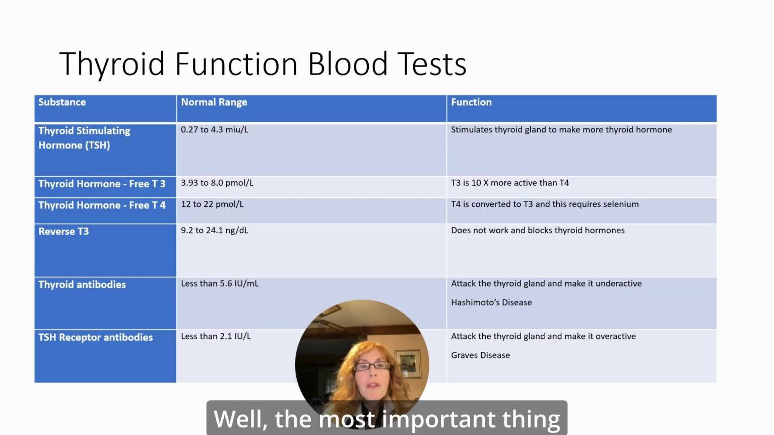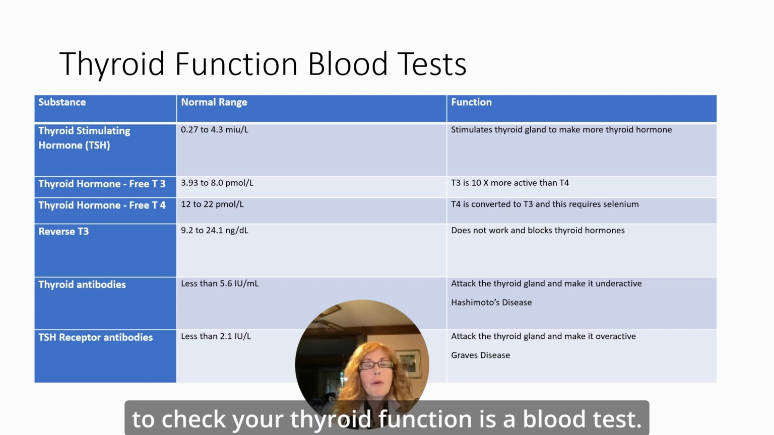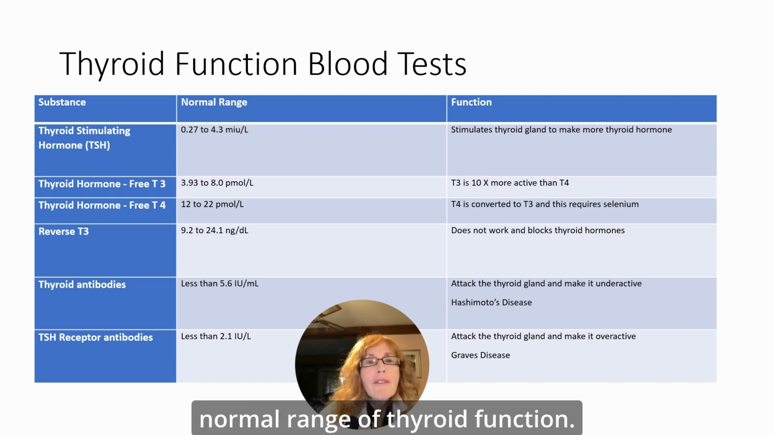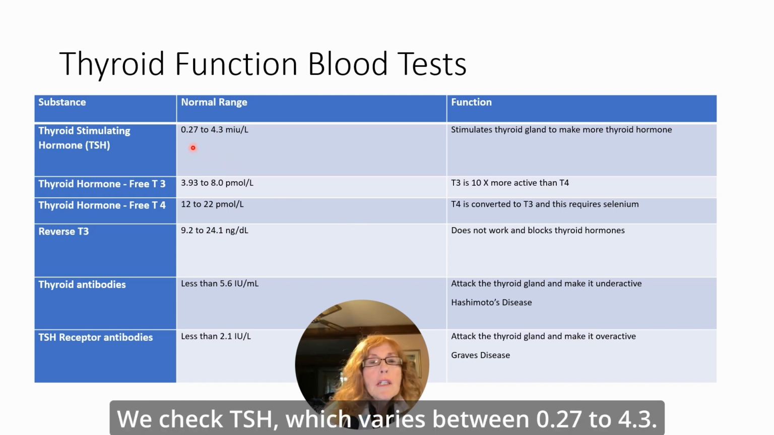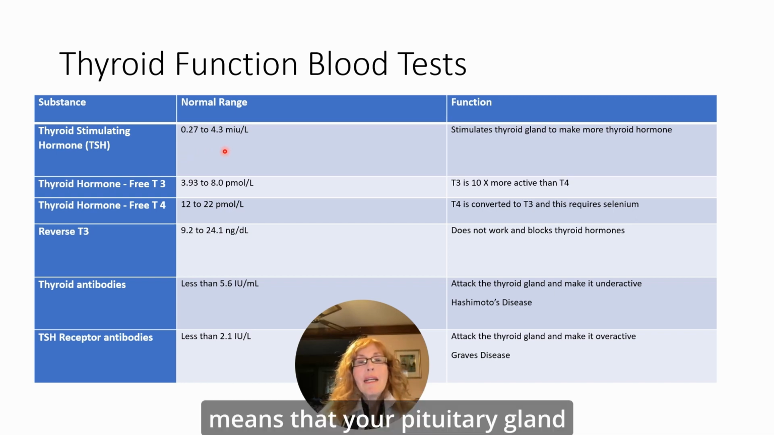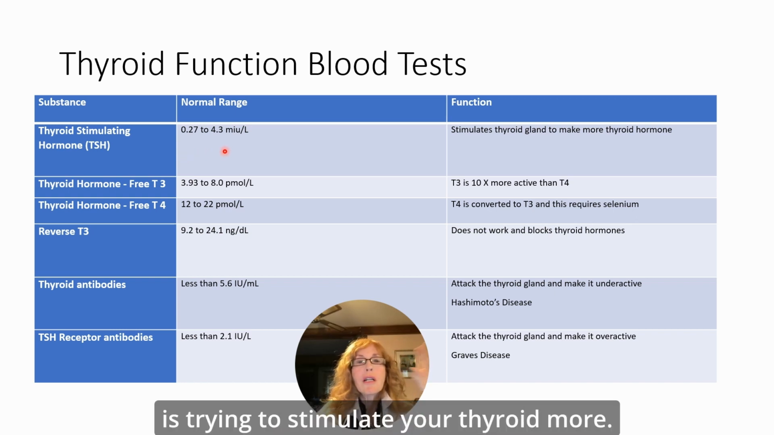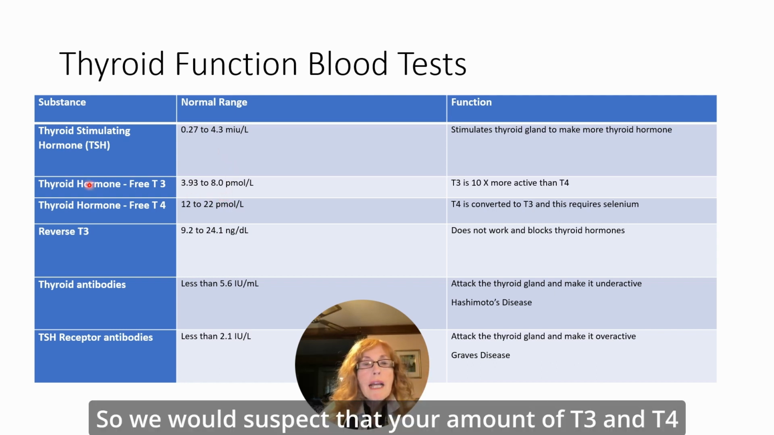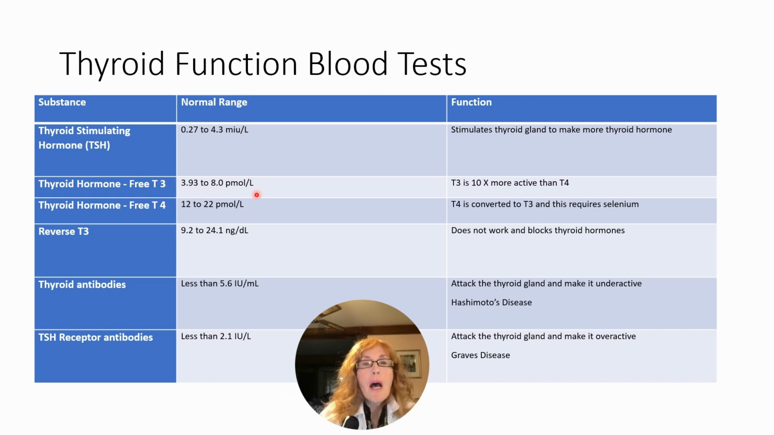Well, the most important thing to check your thyroid function is a blood test. This is very, very accurate. And you can see here the normal range of thyroid function. We check TSH, which varies between 0.27 to 4.3. And if that's too high, that means that your pituitary gland is trying to stimulate your thyroid more. So we would suspect that your amount of T3 and T4 is going to be low.